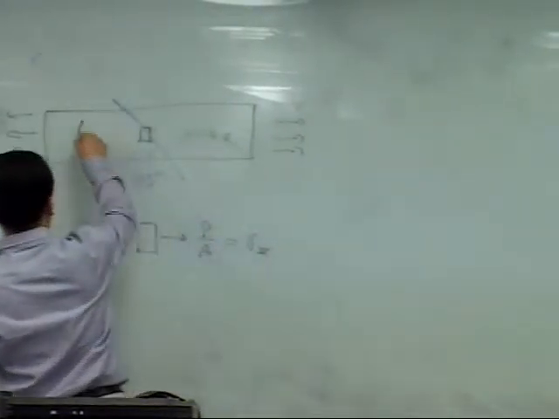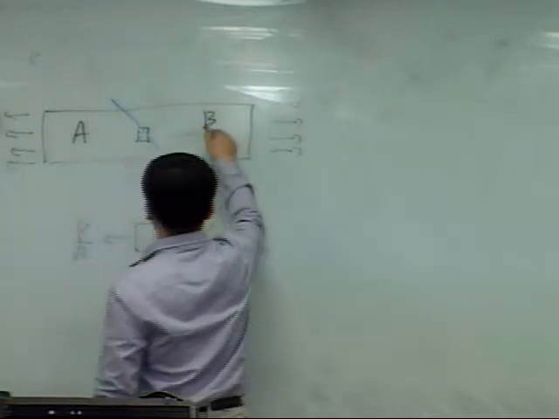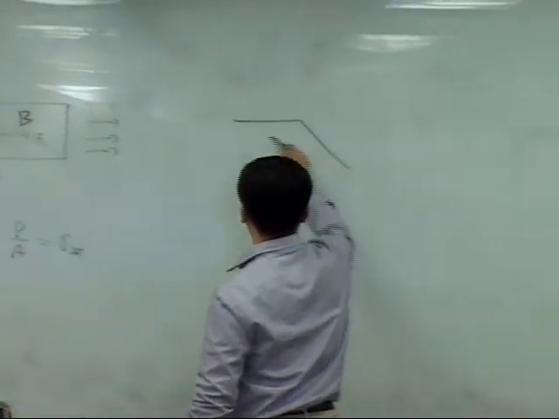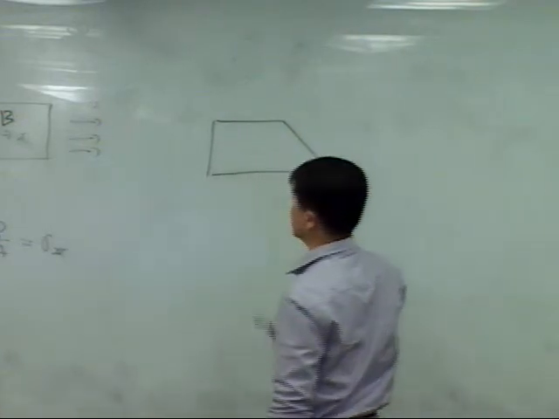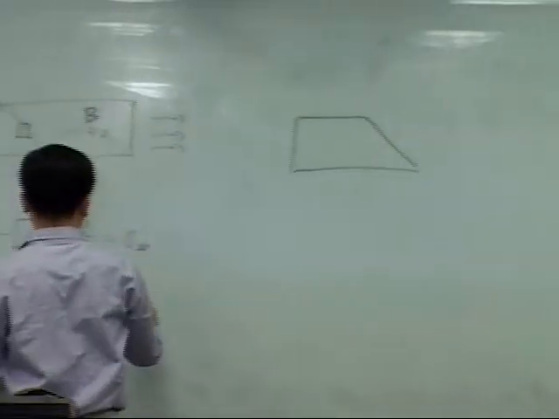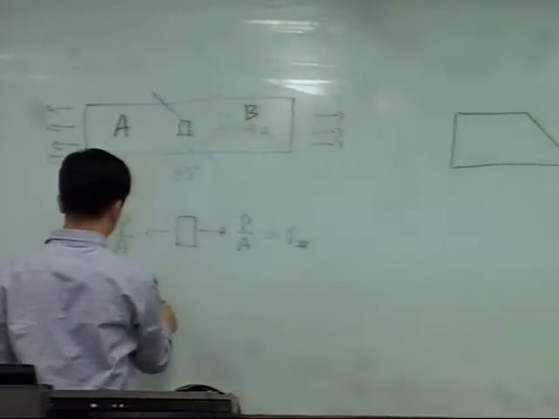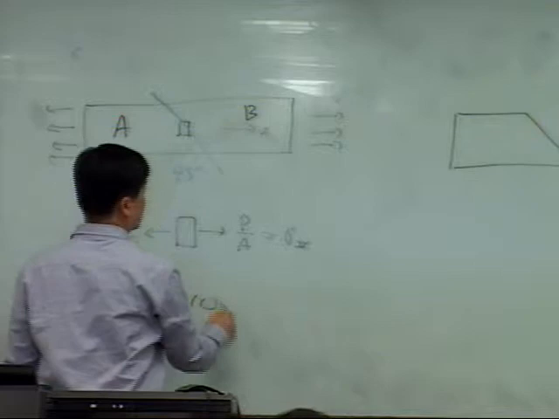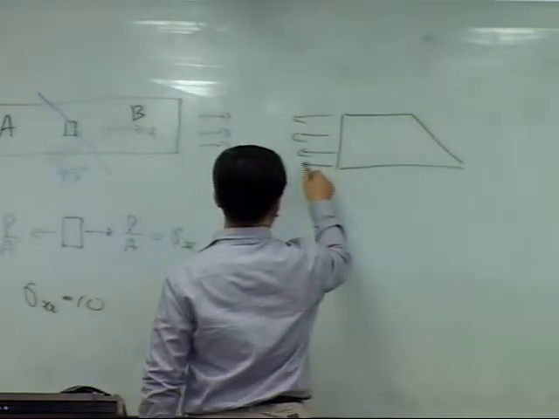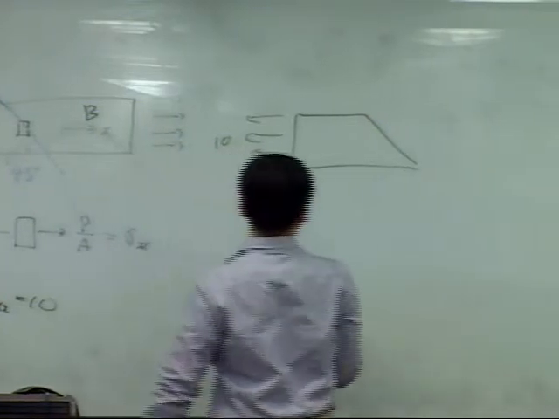The body is divided into two parts, A and B. I'd like to see only body A, like this. Let's say the sigma XX is 10. So we have a stress here, 10. Okay.